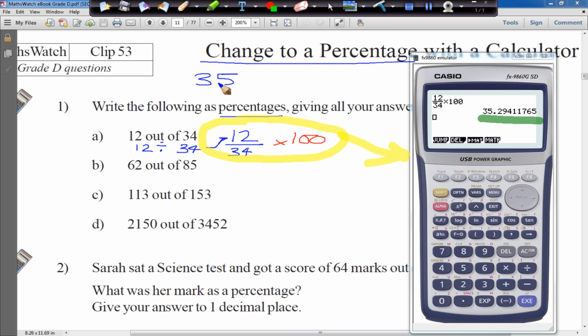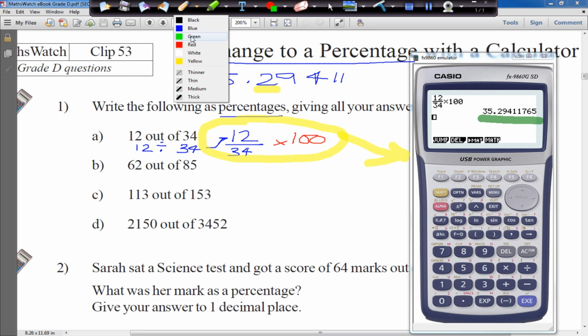So we got 35.29411 and so on. We need to look at it at one decimal place. Where's the first decimal place? Zainab, it is here. That's the first decimal place. So what we need to do is a little partition here. We call this first decimal place position the last digit, and we call the next digit the decider. If the decider is 5 or more, we add 1 to the last digit, and because this is 9, we have to add 1.